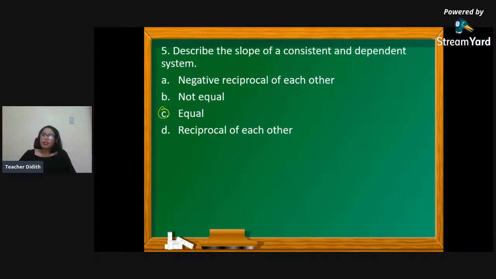Because the system is consistent and dependent, the graphs would coincide. If that's the case, then the two equations are equivalent. So if they're equivalent, definitely the equation was just renamed, but they're of equal value. So we can conclude that their slopes as well are equal. That's right.